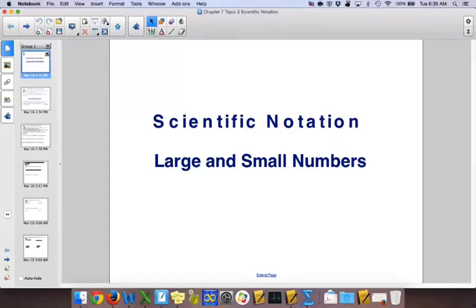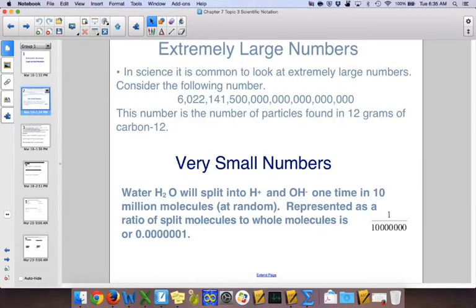Okay, so for topic 3, we're going to be talking about scientific notation, which is a different way to write really large and small numbers. Okay, so the first concept is talking about extremely large numbers. In science, it's common to look at these really large numbers.